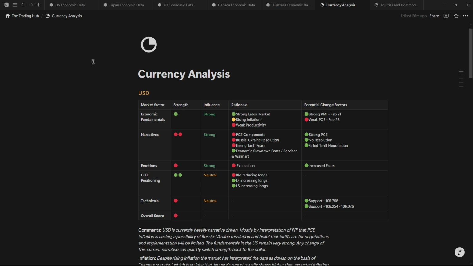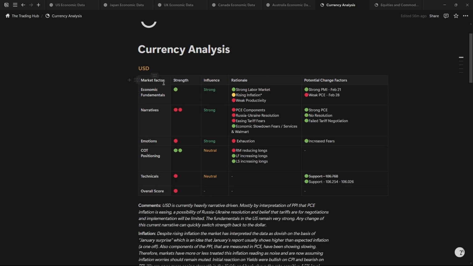So since I know this, you'd have to ask the question, why not track all of these factors that move the markets? And depending on how they are, you can use them to form a bias or an analysis. And that is what this section is. It's an analysis of the 4 factors that drive the markets. And I also have COT positioning in here, which is not a market driver, but it's important.